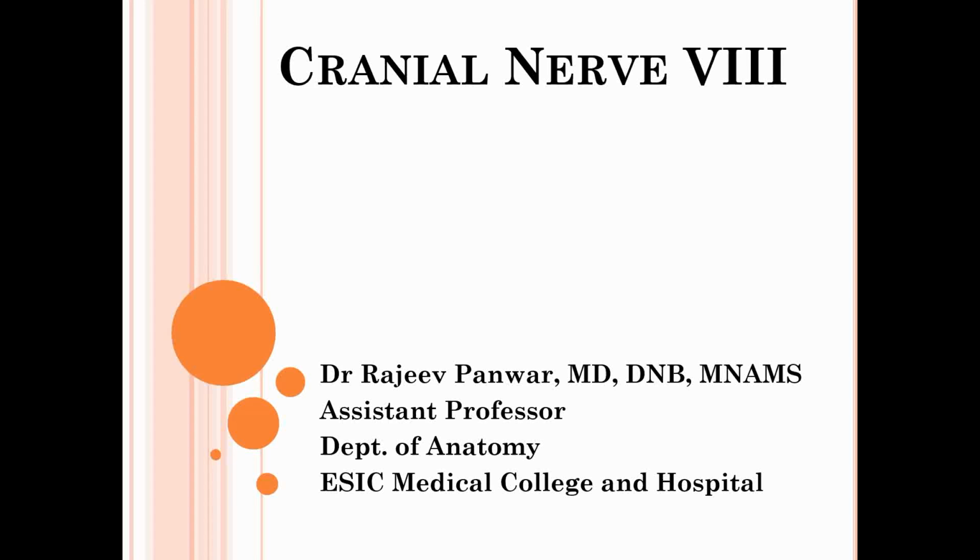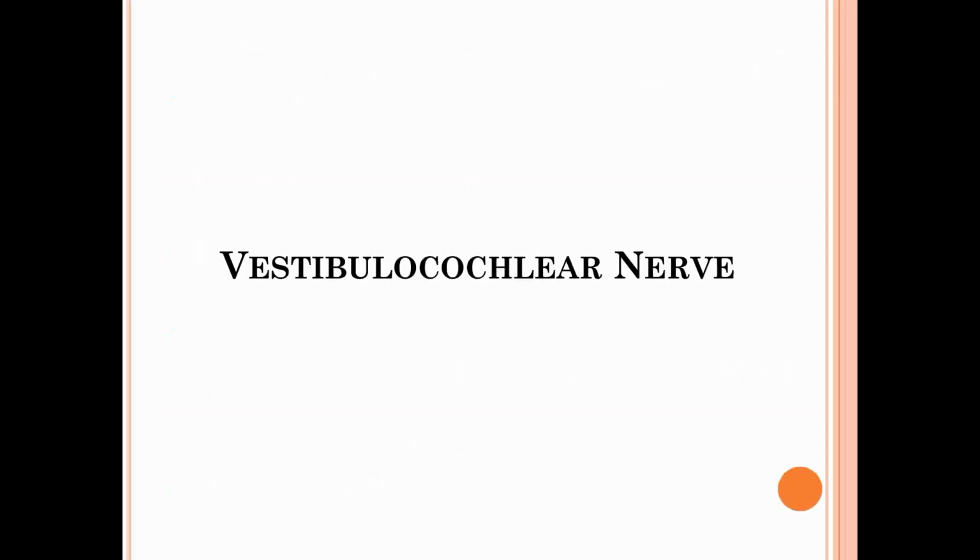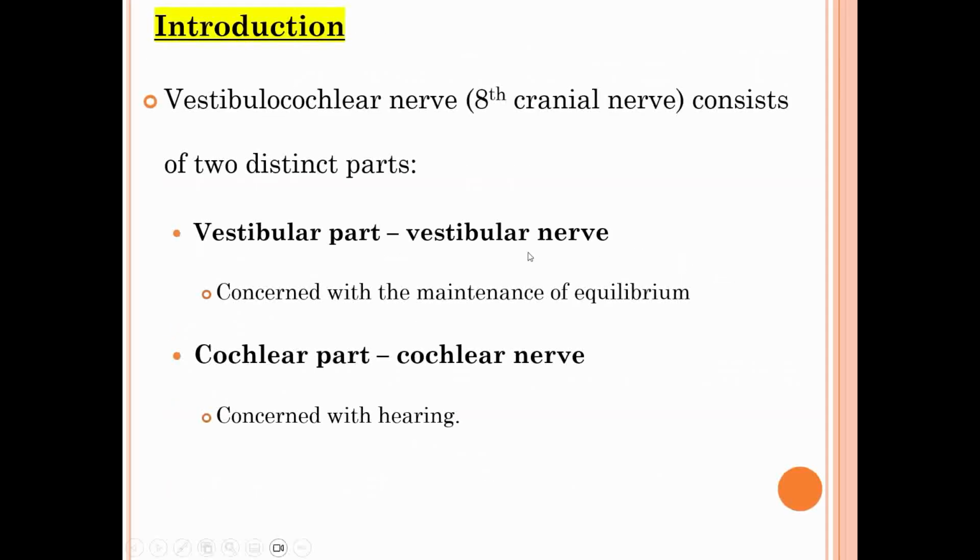Hello everyone, the current topic is cranial nerve 8, that is vestibulocochlear nerve, and what are the subheadings for the same. Vestibulocochlear nerve has two parts. One is the vestibular part, also known as the vestibular nerve, concerned with the maintenance of equilibrium, and the cochlear part, that is the cochlear nerve, concerned with hearing.